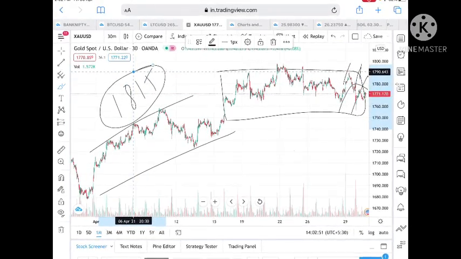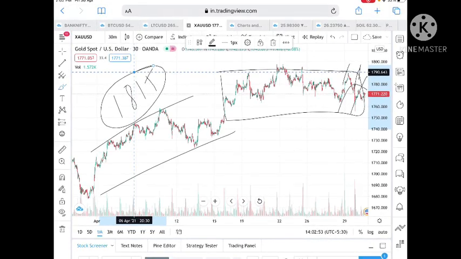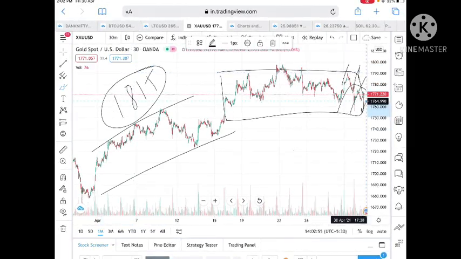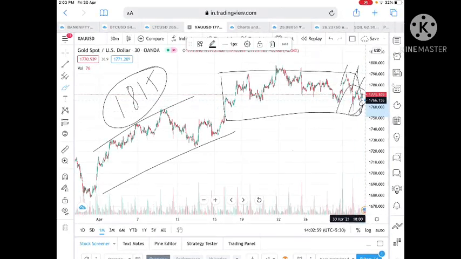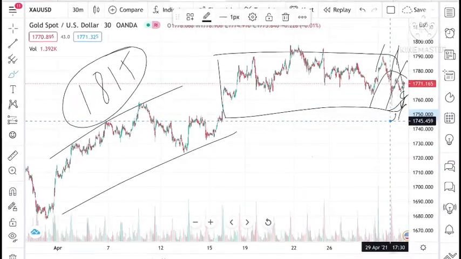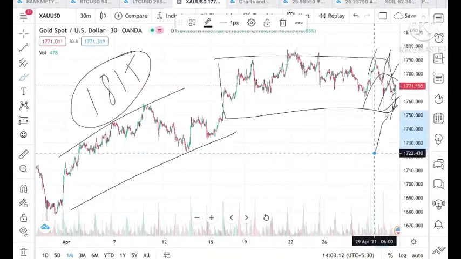Or if it breaks a level of 1764, then you can see a level of 1745 also, and from there 1722, and the downside also you can check in my previous video.